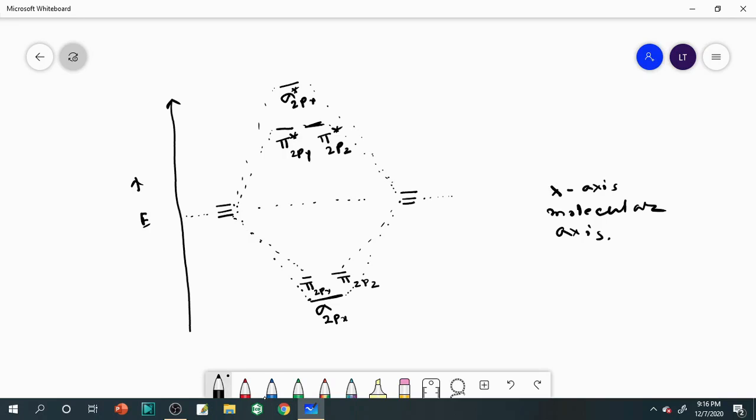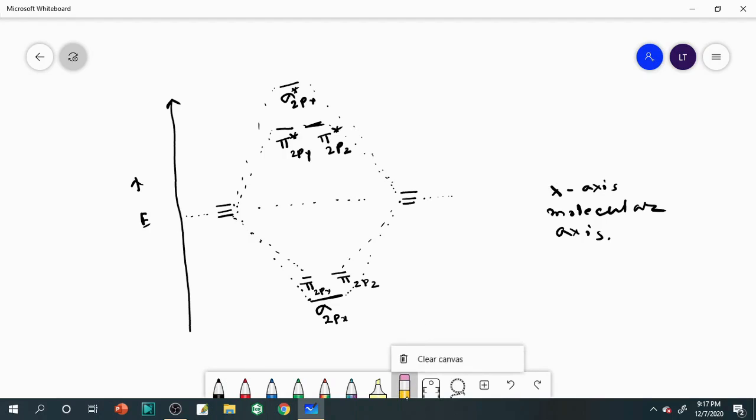So this is the sigma anti-bonding molecular orbital, these are the pi anti-bonding molecular orbitals, and in the lower level are the bonding molecular orbitals. So in this way different types of molecular orbitals will be formed from the interactions of the p orbitals. Now in case of lithium onward molecules where there occur 2s and 2p orbitals, the total complete pictorial representation of the energy level diagram will be like this.